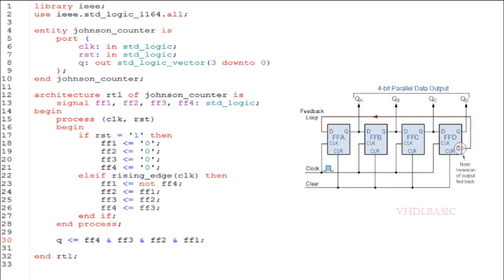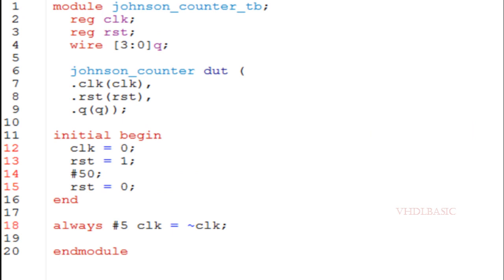For that I am designing the test bench as well, so I will show you the test bench code for the Johnson counter. This is the Johnson counter test bench. Here I am generating the clock as 100 megahertz, so it should toggle every 5 nanoseconds. So the clock period will be 10 nanoseconds, which is nothing but a 100 megahertz clock.